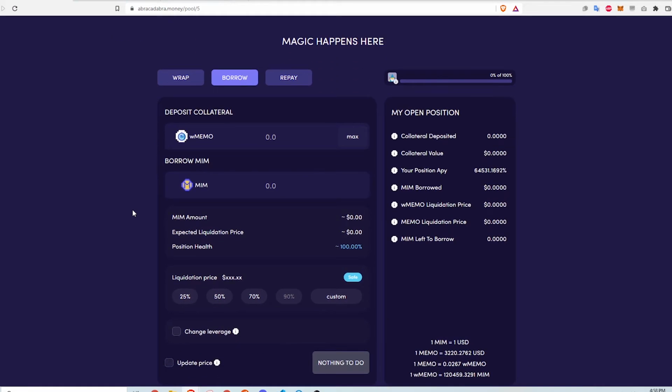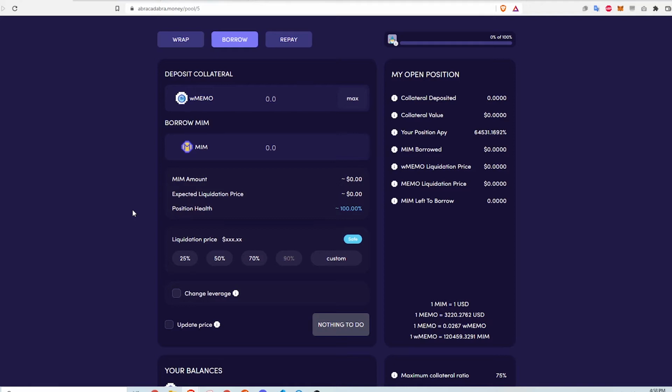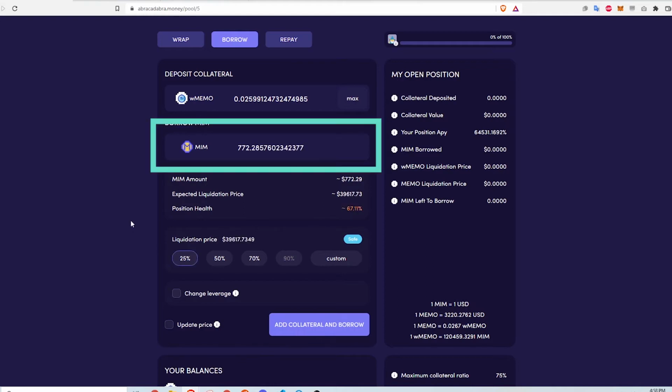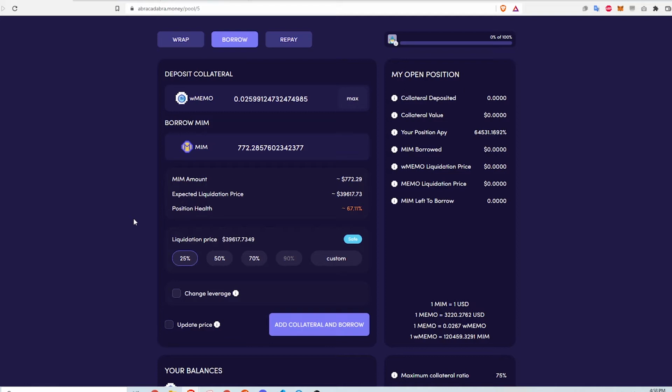I can input the amount of WMEMO I want to use as collateral and specify the percentage of collateral I want to receive as MIM. Selecting 25% will give me about $772 worth of MIM. The expected liquidation price is what the price of the WMEMO token must fall to for the protocol to sell my WMEMO tokens to cover the loan. I don't want this to happen because then I would lose my WMEMO tokens.